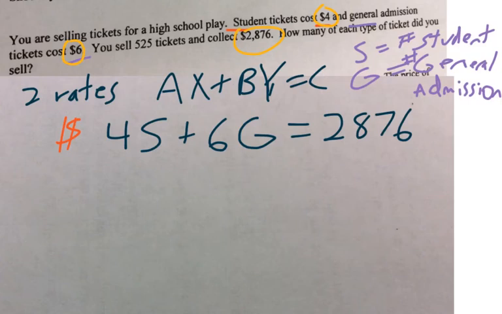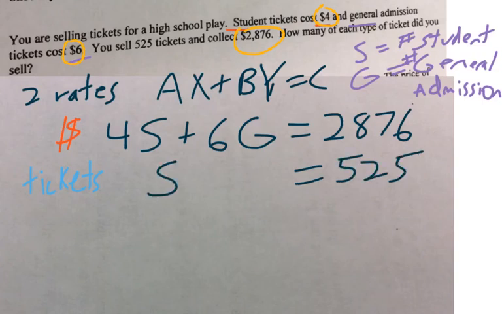All right, so the second equation is going to be about tickets. And the only indication they give me here is there's a total of 525 tickets. It doesn't tell me like there's twice as many student tickets as general admission. It doesn't give me any other information. It just tells me the total. So the total goes over here, 525. And I can just write my variable, since it didn't give me any other information, S and G. And now I'm going to use either substitution or elimination. I'll show elimination this time.